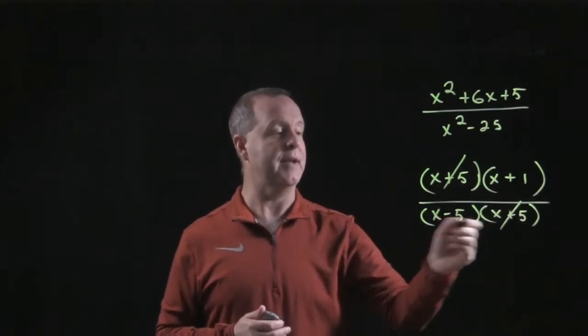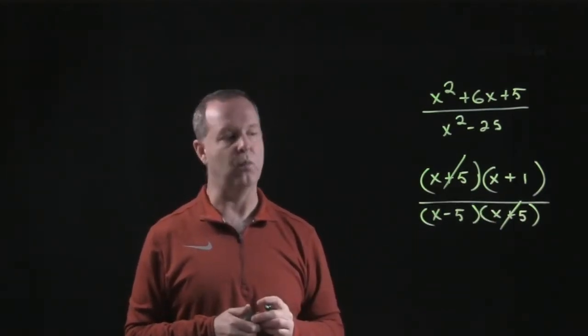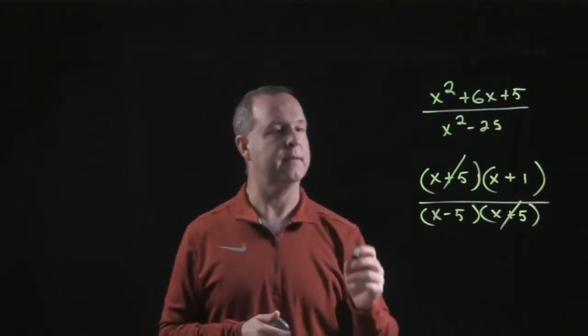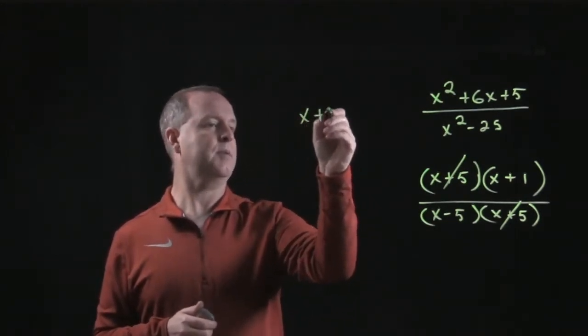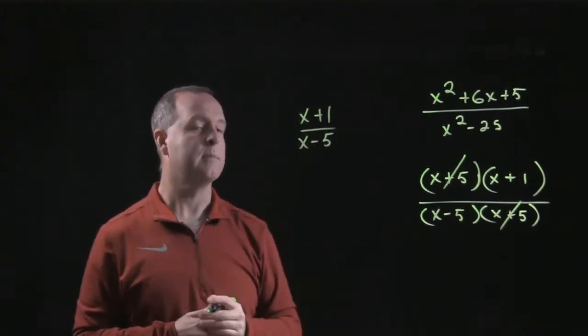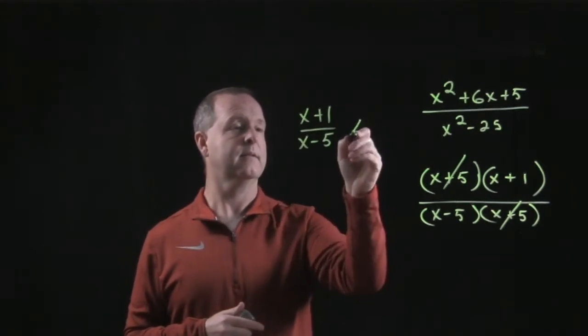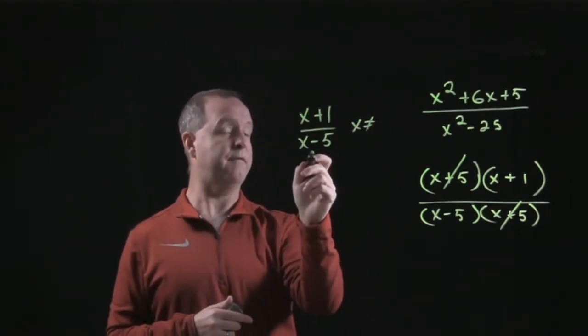So x plus 5 and x plus 5, they kind of cancel out. They're really a clever version of 1. So I'm left with x plus 1 over x minus 5. And that's true for all x's that do not equal 5.